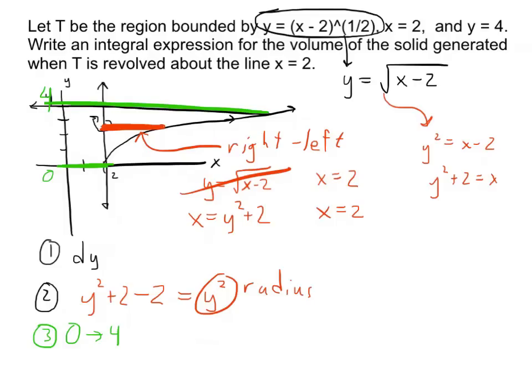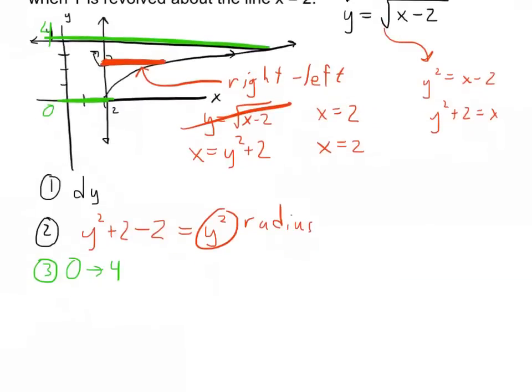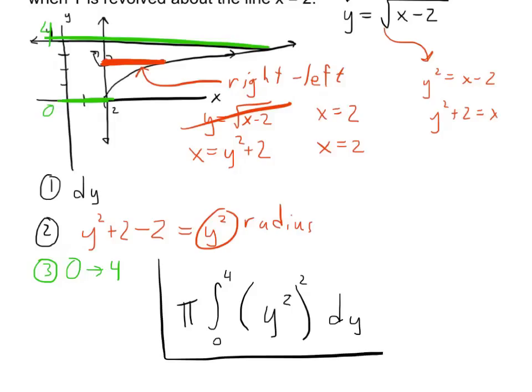We can tell the bounds are from 0 to 4. And so the last step for us is to just write out the integral expression. Because this is the disk method, it's actually the same thing. This is pi times the integral from 0 to 4 of my radius, which we determined was y squared. And recall that y squared came from the right function minus the left function. And then dy.